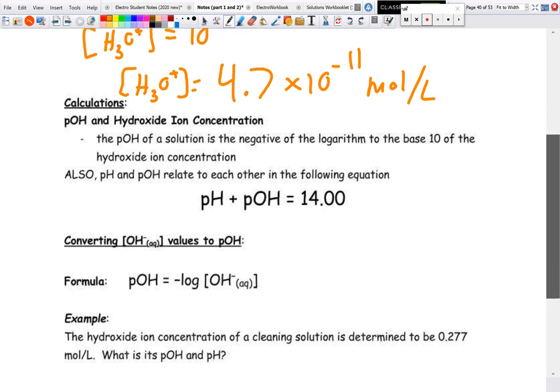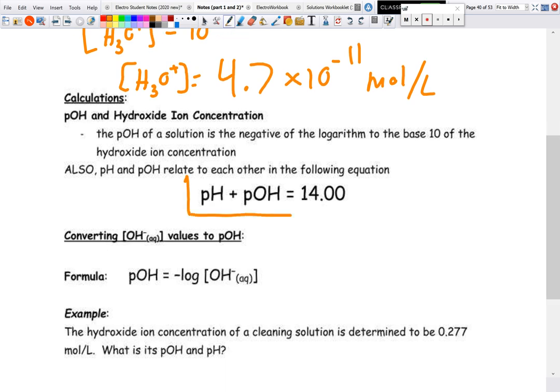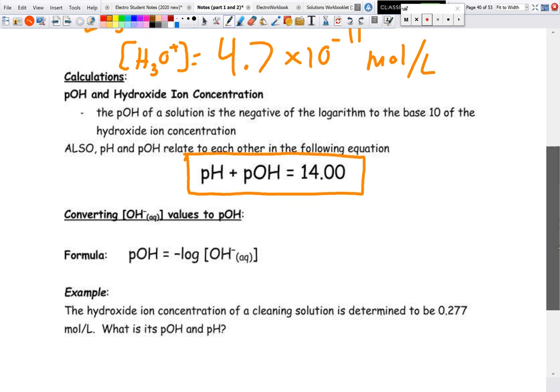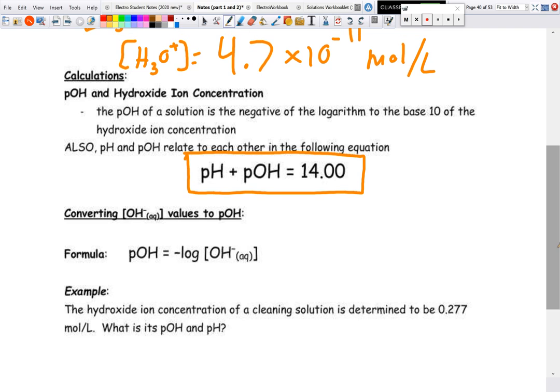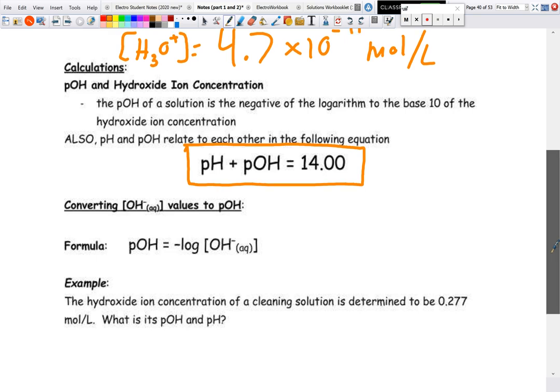Also, pH and pOH are related to each other by this following equation. So no matter what, because hydroxide and hydronium are in every solution due to the ionization of water, if you get the pH and you add the pOH of the exact same solution together, we should get 14. So this will always hold true. So now we can actually go between if we have a hydronium ion or if we have a pH of a basic solution and we want to find pOH and everything like that.